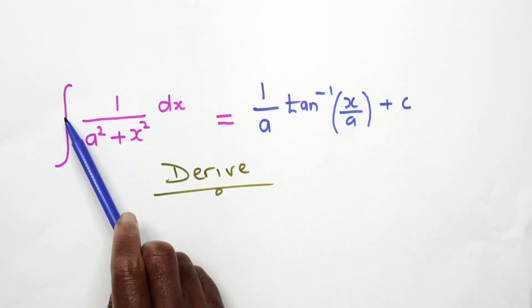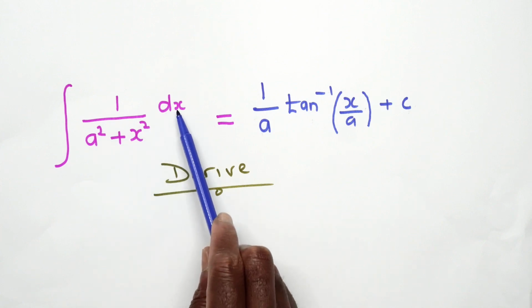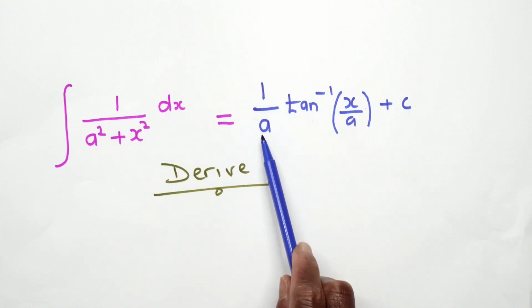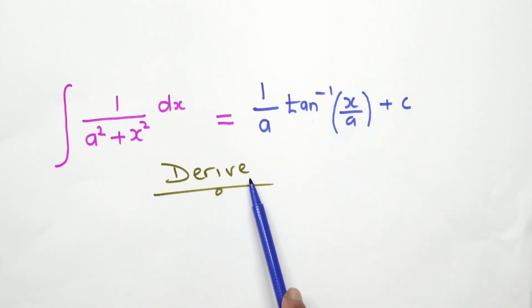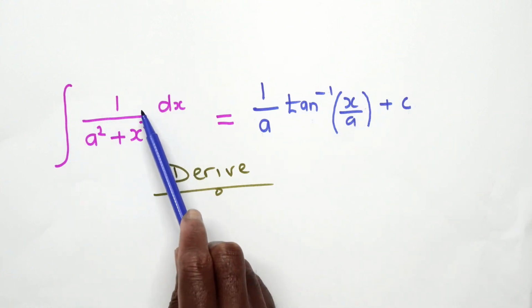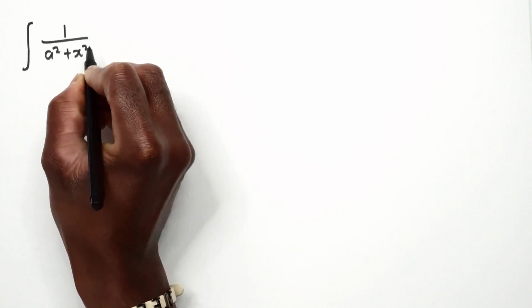The integral of 1 over a squared plus x squared dx is equal to 1 over a inverse tan of x over a plus c. Derive this. It means we need to show that this is equal to that. So we can start by saying the integral of 1 over a squared plus x squared dx.